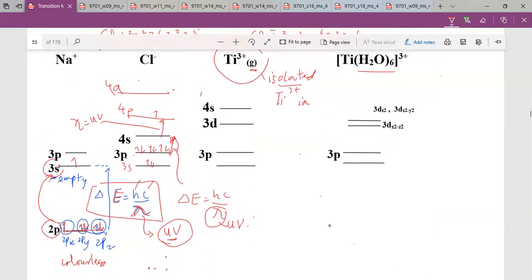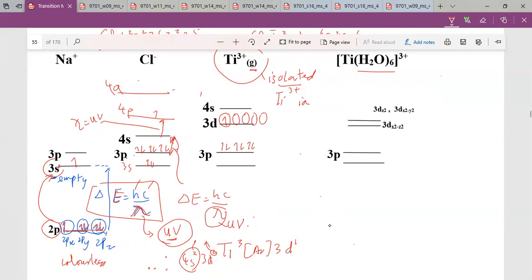Ti3 plus is [Ar] 3d1. Actually, the atom is 4s2 3d2, so the 4s2 comes out and one of the 3d comes out, so it's 3d1. So what you have here is 1, 2, 3, and then 1 here. Remember, d has got 5 degenerate orbitals. What do you mean by degenerate? It means same energy, different states, but same energy.